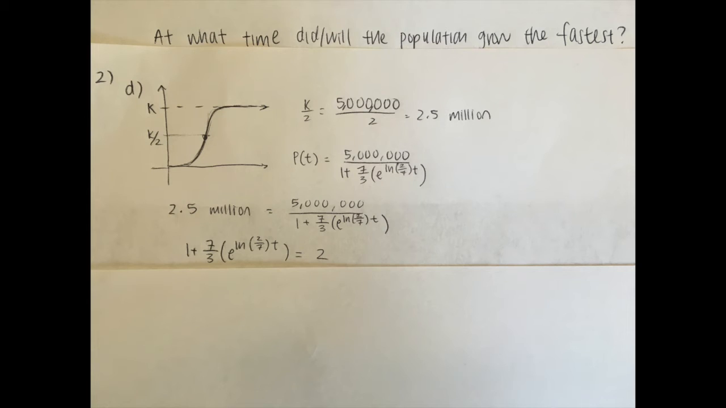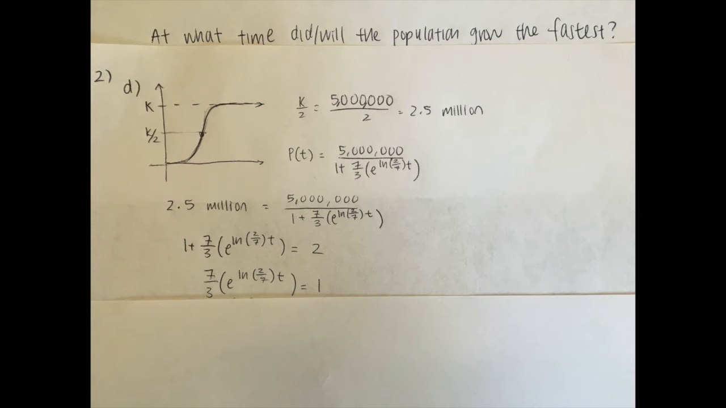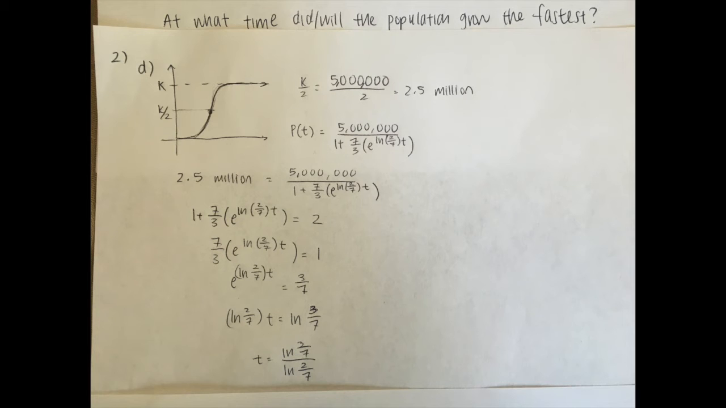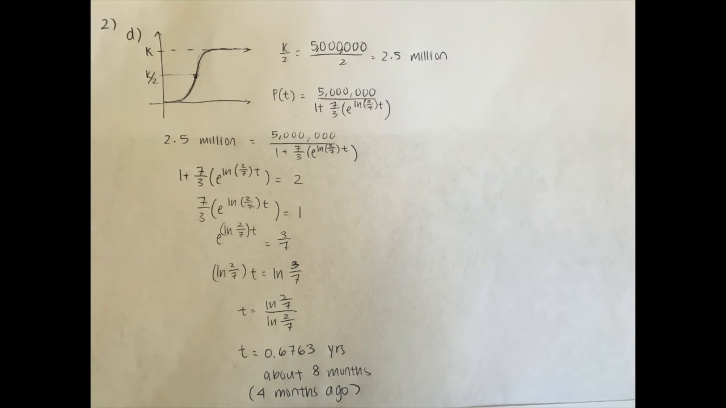In the first step, I multiply the denominator to 2.5 million and then divide 2.5 million from that side to get 1 plus 7/3 times e to the ln of 2/7 times t, which equals 2. Then subtract 1, and then multiply both sides by 3/7. Remove the e by taking the ln of 3/7. Then divide both sides by ln of 2/7. Using a calculator, we would find that t equals 0.6763 years, which is about 8 months.